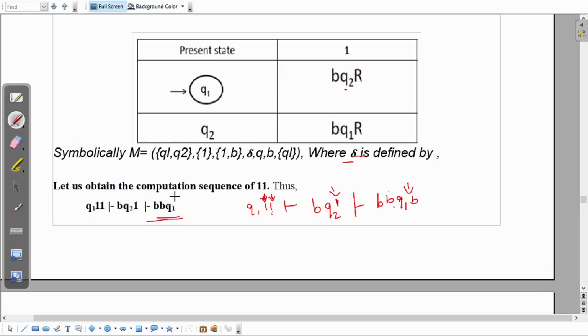If I have not written anything here, it means it is blank. So you can see now all the characters are replaced by blank, and you have reached a final state. The final state is Q1. So that means this particular input has been accepted by the machine.